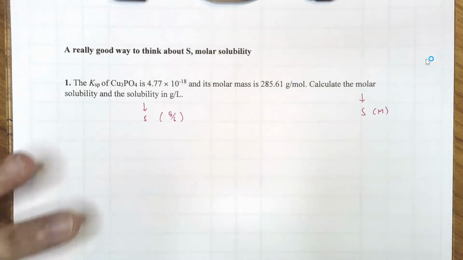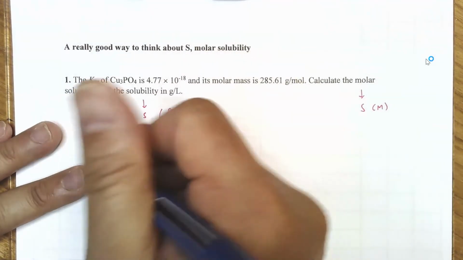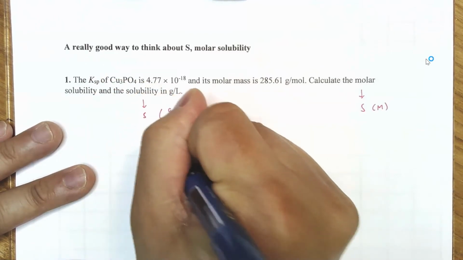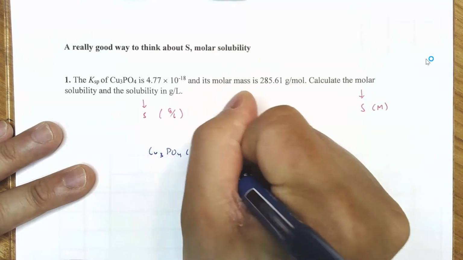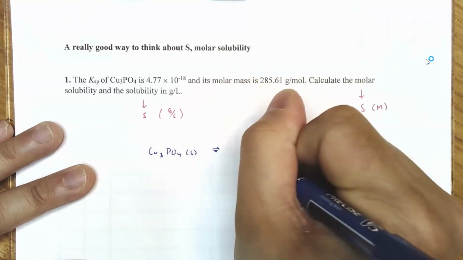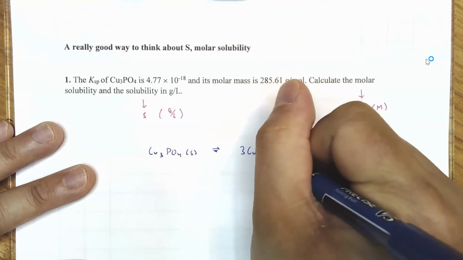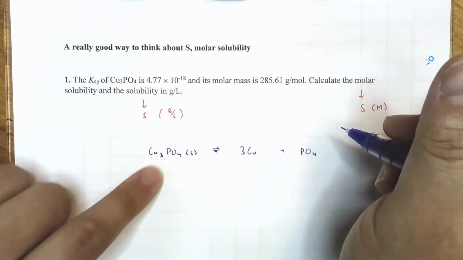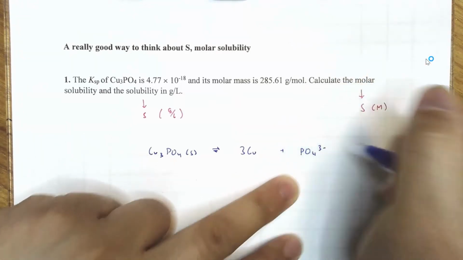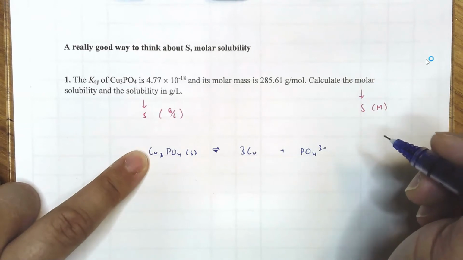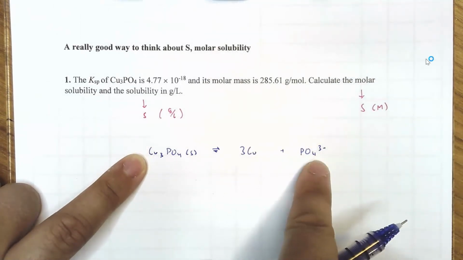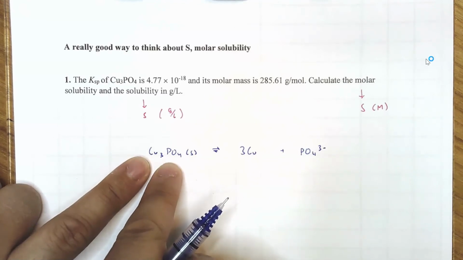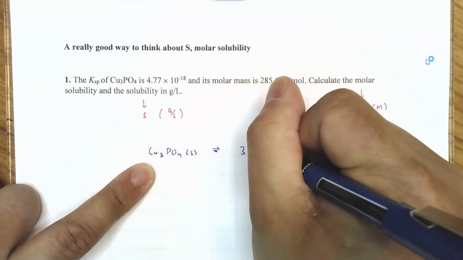Okay, that's not new. Writing the chemical reaction is not new. We have Cu3PO4, solid, goes to 3 copper plus 1 phosphate. And phosphate we know has a 3 minus charge. Copper is a variable charged metal, so based off of this, we need 3 copper ions for every 1 phosphate ion. So that means that copper is plus 1.